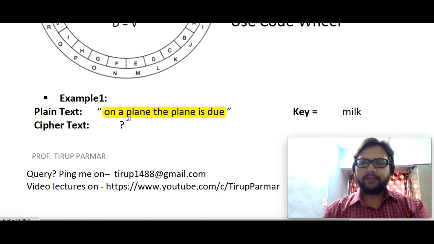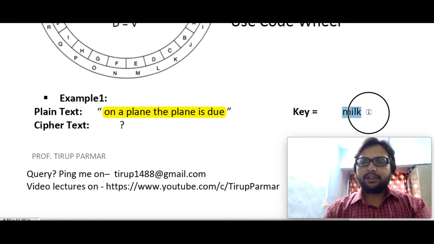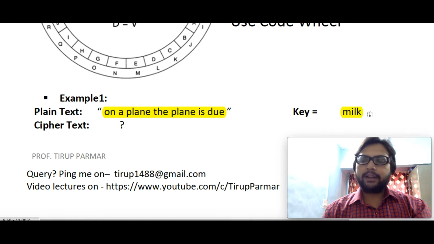After encrypting, we are going to exchange this particular message. So suppose our message is "on a plane the plane is due." Or you can choose any other message as well. You can write "hello world" like we used to do in programming. Then we need to choose one key. You can choose a key like your name, your surname, your pet's name, or anything else.